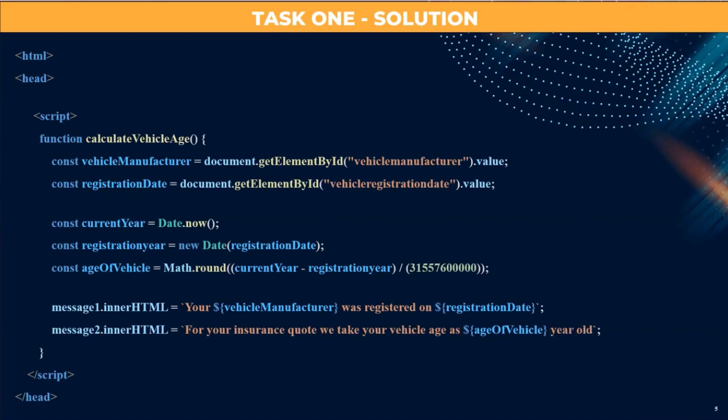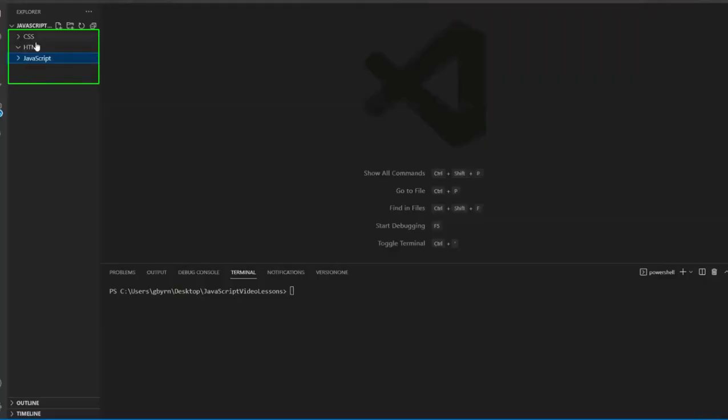So in Visual Studio Code, I have already created a folder, and inside the folder I have created HTML, CSS, and JavaScript folders. So we will create our file inside the JavaScript folder. Even though it's HTML, we could put it in the HTML folder if we want, but for now, we'll just put it inside JavaScript. So we will right click, new file, and we'll call it Task1.html.